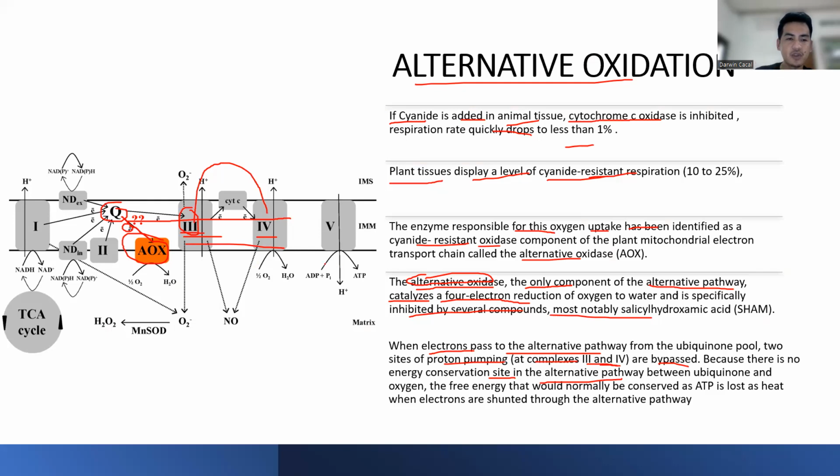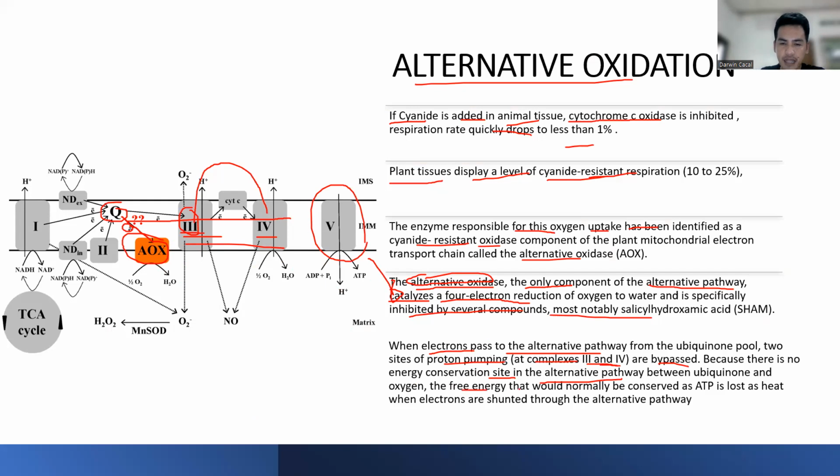Okay? So it will bypass here. Where does it go next? The next pumping is at complex 5, so it comes out directly. Okay? So AOX will not depend on complex 3 and 4, but rather goes straight out to release energy. So there is no need for complex 3 and complex 4.